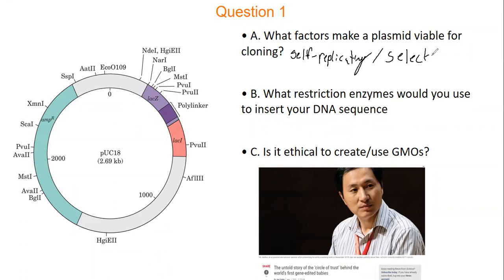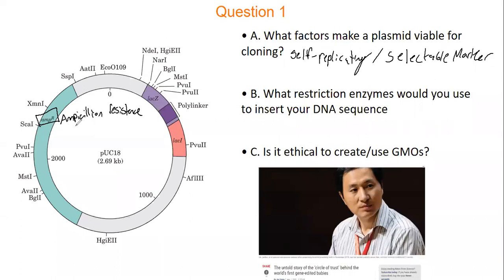It needs what is called a selectable marker. And there's been confusion with this in previous classes. What is a selectable marker? So let's take a look over at our plasmid to the left. You can see here on the plasmid, there's something called AMPR. This stands for ampicillin resistance. Ampicillin is a chemical that can kill bacteria, so an antibacterial molecule.